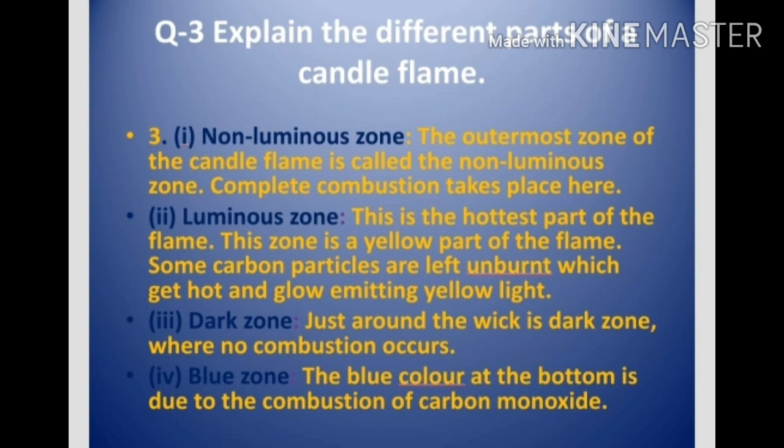Now next part is the dark zone. Just around the wick, where the candle wick is present, the dark zone is present, and here no combustion occurs. No combustion means nothing is burnt here. And the last is the blue zone. The blue color at the bottom of the candle flame is due to the combustion of carbon monoxide. Burning of carbon monoxide gives blue color.